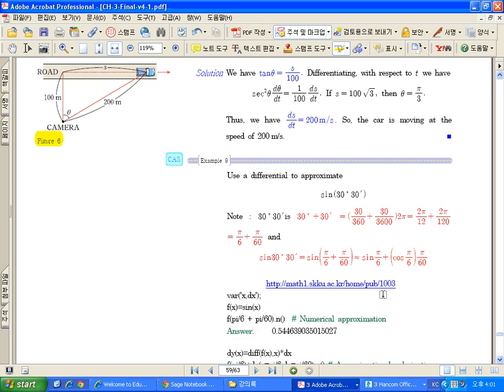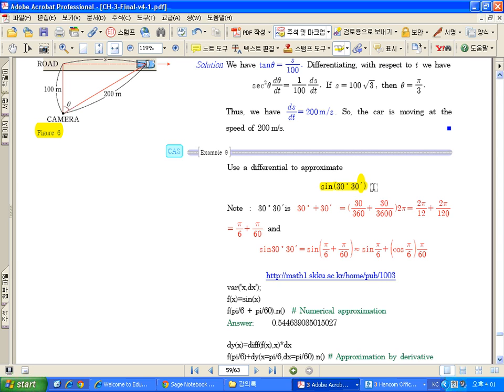We can also use this differential to approximate such a value, sine of 30 degrees and 30 seconds. This 30 degrees and 30 seconds can be written in this way: 30 degrees is 30/360 times 2 pi, and 30 seconds is 30/60 times 1/60 times 1/360 times 2 pi. So this can be written as 2 pi over 12 plus 2 pi over 120. Okay, so that is pi over 6 plus pi over 60.